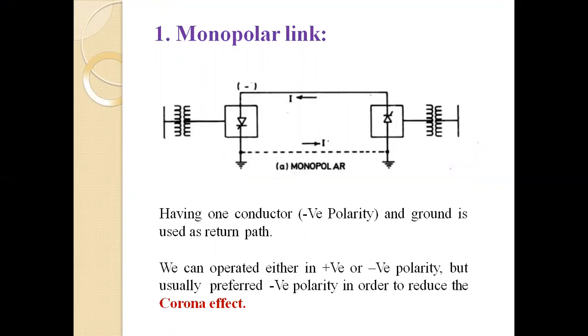First, in monopolar link, the circuit shows the monopolar link. It is the source. Here is the converter, which converts the AC into the DC. A single line is connected, and again the converter is at the receiving end, which converts DC into the AC. So, in monopolar link, we have one conductor of negative polarity and ground is used as a return path. Here we use the ground as a return.